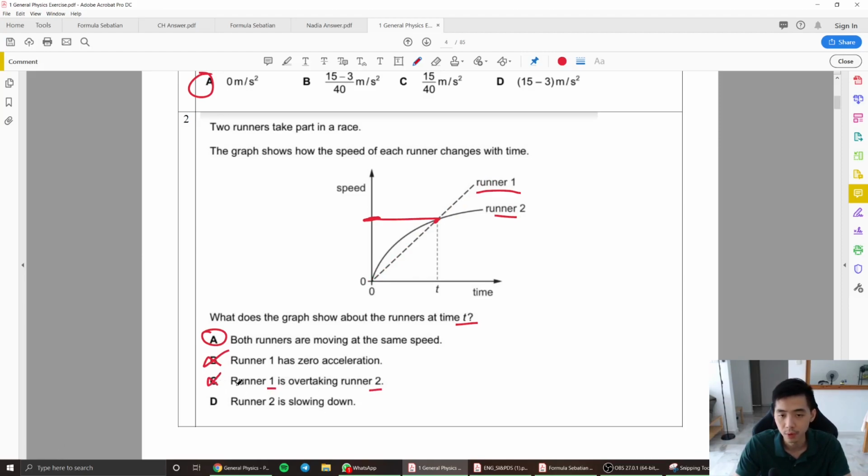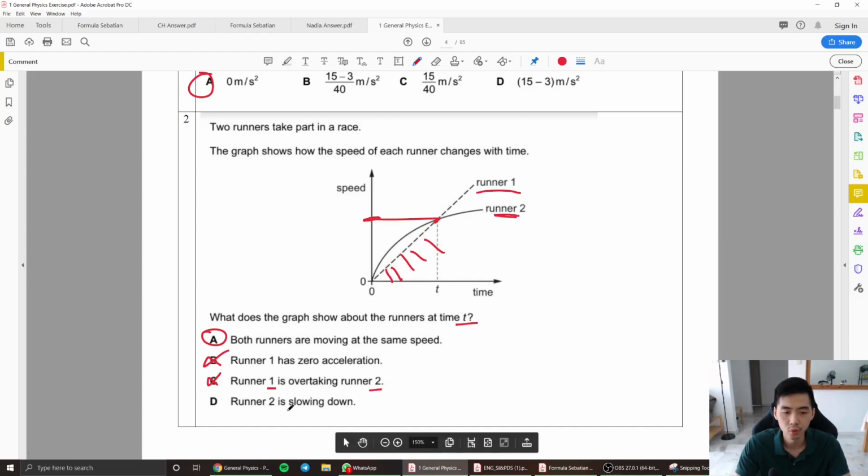This is not possible as well because if runner 1 was taking over runner 2, the distance covered by runner 1 would have been greater than the distance covered by runner 2. But in this case here, you can see that the area under the graph for runner 2 is actually higher, indicating that runner 2 is further away than runner 1.